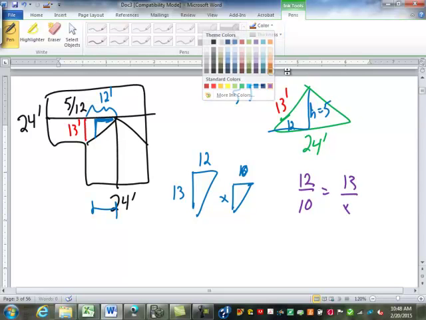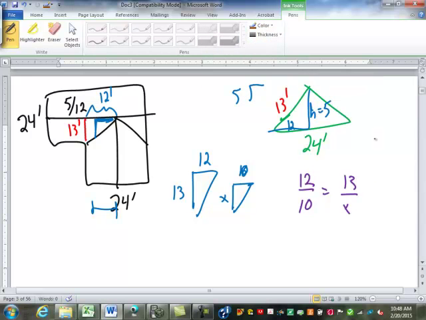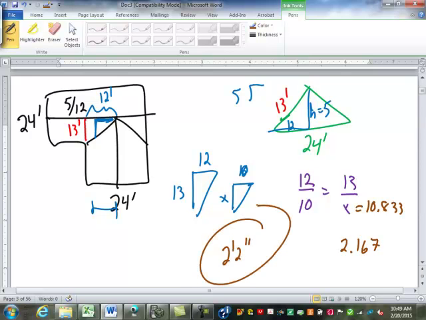So we get 130 divided by 12, which is going to give us 10.833, correct? So 13 minus 10.833 is 2.167. 2 feet, 2 inches exactly. Questions? 1.6. This minus this.